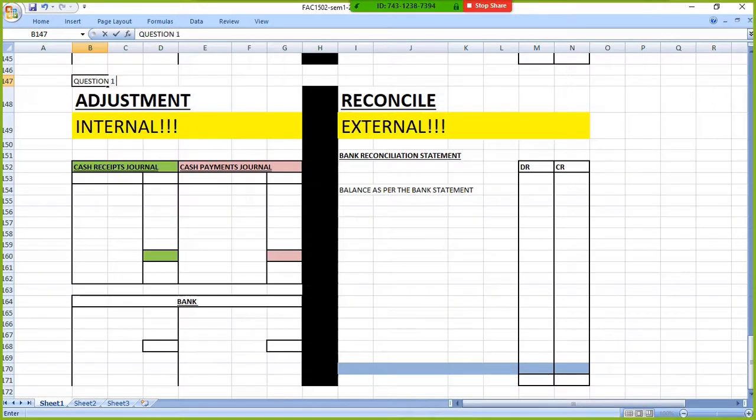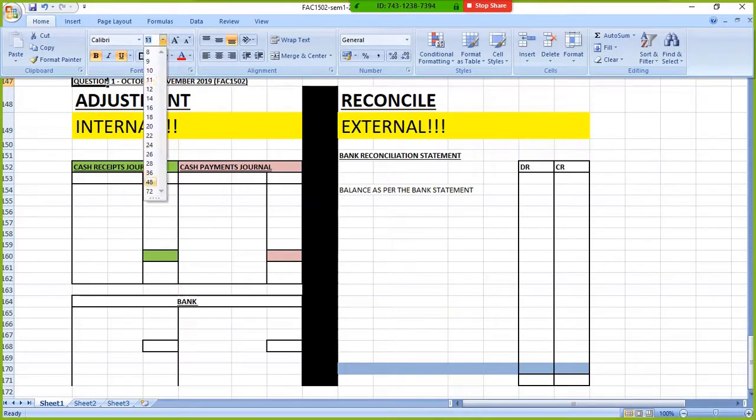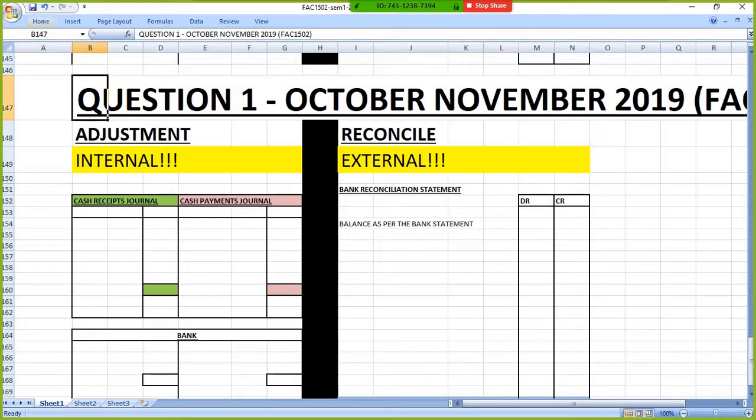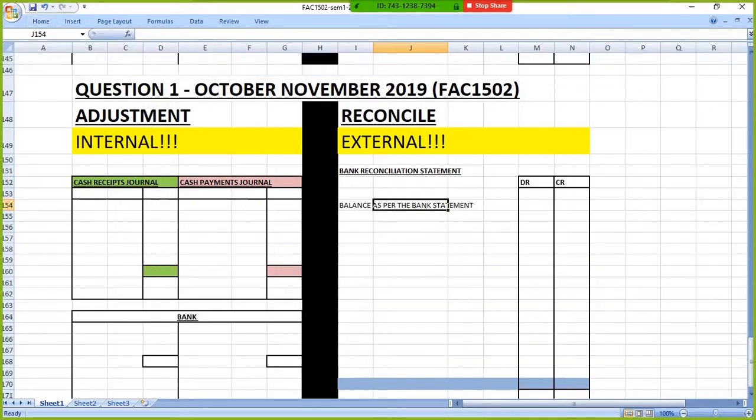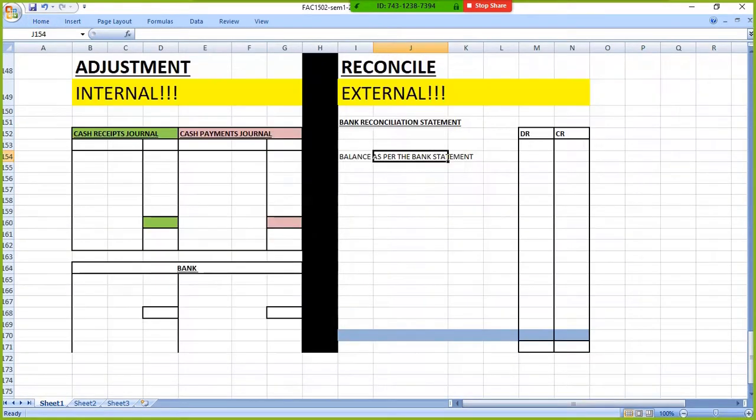Question 1, October, November 2019. FAC1502, the most recent paper. Okay, let's make that big. Ooh, too big. That's perfect. Okay, so exam technique.